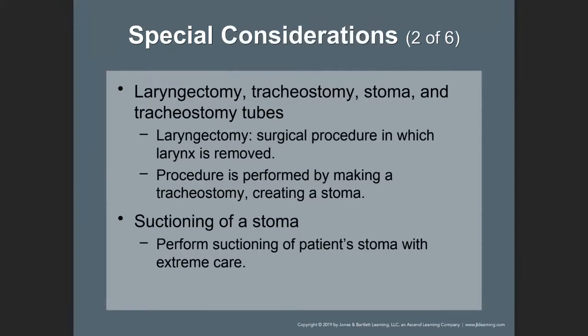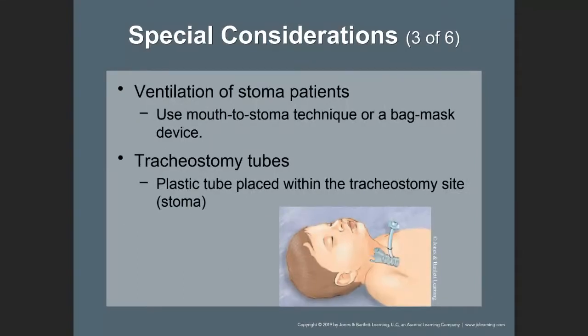Laryngectomy, tracheostomy, stoma, and tracheostomy tubes. Laryngectomy is a surgical procedure in which the larynx is removed. The procedure is performed by making a tracheostomy or creating a stoma. Suctioning of a stoma: perform suctioning of the patient's stoma with extreme care. Ensure that if you're suctioning the stoma, it's a sterile technique and you use a flexible suction catheter. Don't exceed 10 seconds. Ventilation of the stoma patient.